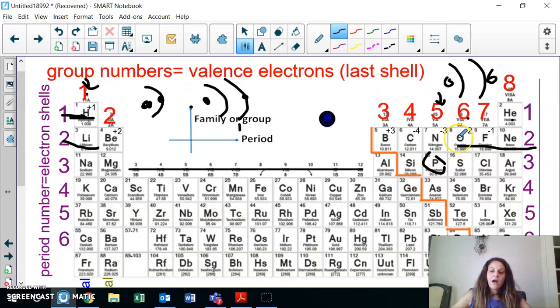By the way, oxygen, because it is in this family and not in the halogens, it doesn't have a specific name like halogen or noble gases. Oxygen will be in the oxygen family. Nitrogen will be in the nitrogen family. Carbon will be in the carbon family, and so on. Okay?